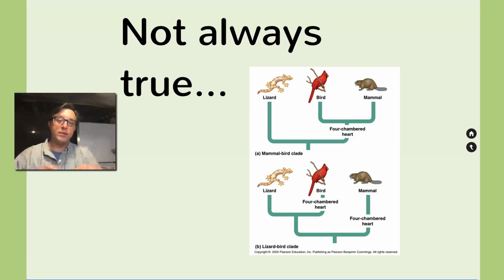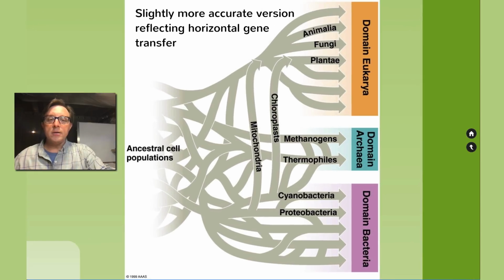Not just one particular trait. Okay, one last thing here to talk about is the fact that the trees that we look at, like I showed at the beginning of this section, are greatly simplified. Right here, we see a little bit more accurate version of the 3 domains, showing all of this horizontal gene transfer, right? Genes moving from species to species, right?